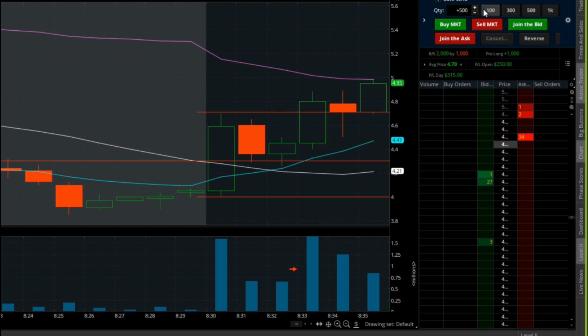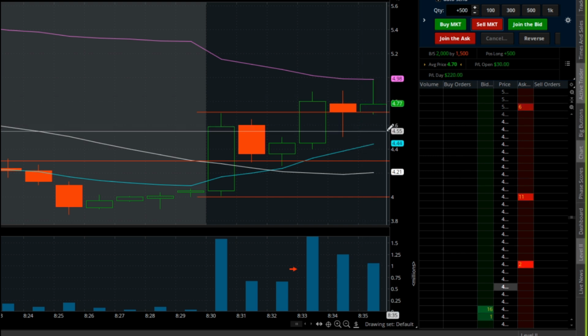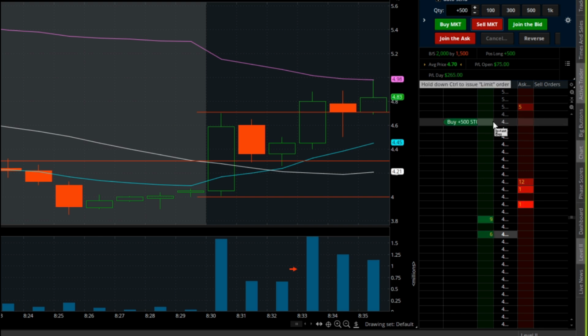What I would probably do in this instance, though, is take half off here. That way, if it starts to drop or reverses and turns back down, you're still relatively protected because you already took profits off. And that's usually how you'll see me approach these trades as well.